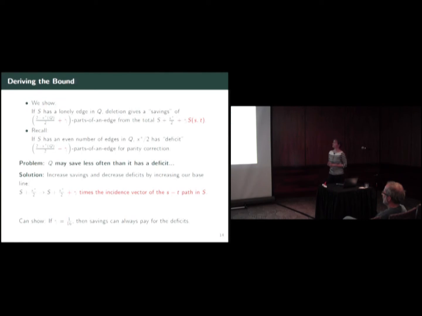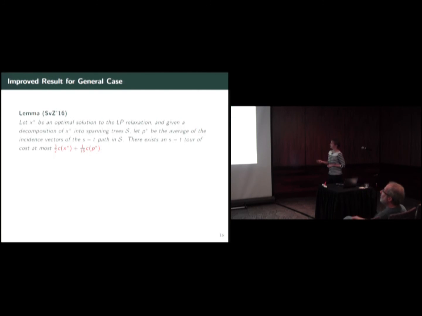And you can show that if you choose gamma to be 1/16, then for any value of x star Q, the total amount you save is at least as much as the total amount you have in deficit over all trees. So we can summarize that by saying that we can always find an ST tour of cost at most 1.5 times the LP plus 1/16 times how much we added. And that was, right, if we let P star be the average of the incidence vectors of the ST paths in our trees, that's how much we added to make the argument on the previous slide work.